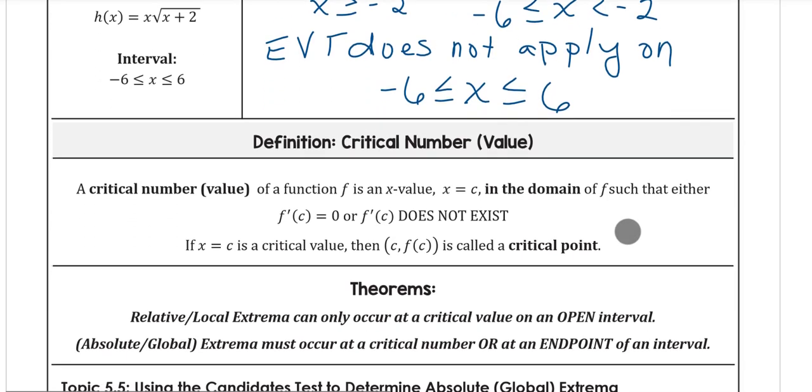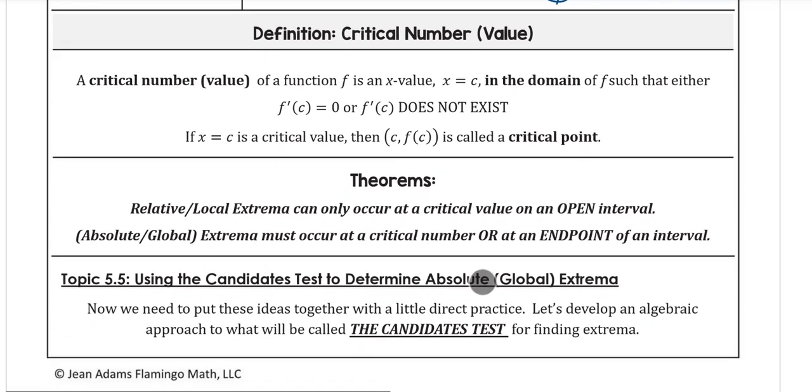Okay, now we've been flirting around with what a critical number is for a while, so let's formally define it at this point. A critical number or value of a function is an x value, and we call it c for critical. But the important thing you want to remember is it has to be in the domain of f, such that either f prime of c equals 0 or f prime of c does not exist. If x equals c is a critical value, then the point (c, f of c) is called a critical point.